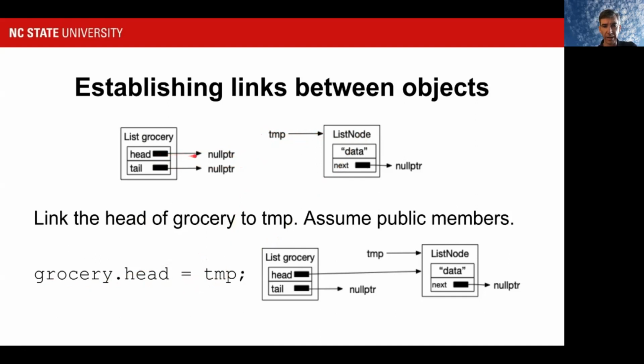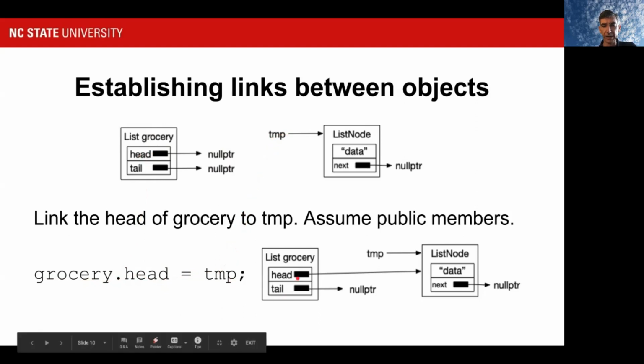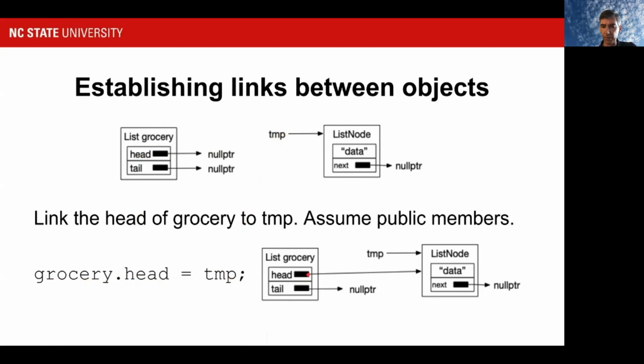And so when I copy the value in temp into head, that's going to create an arrow from head to the list node. And so this line of code, grocery.head, again, grocery because this object was named grocery in our code, and it's a list object. And then to get the head member, I would use .head. And then I would set it equal to this pointer temp, and that essentially draws an arrow from the head pointer to the list node object. And so these two things are now linked together.